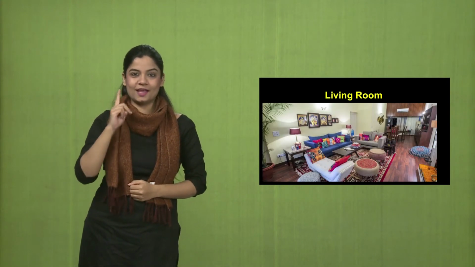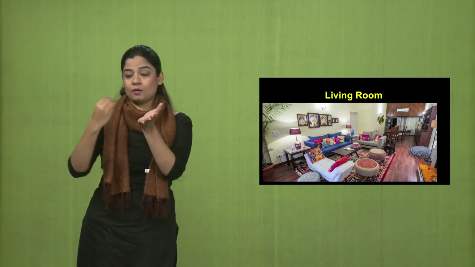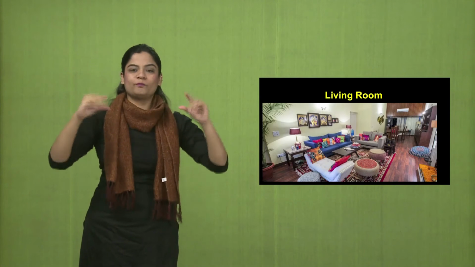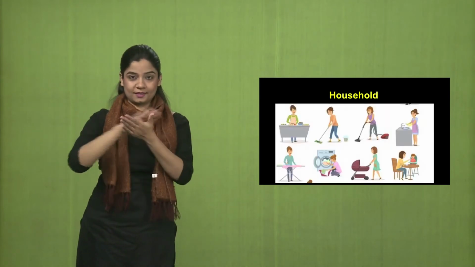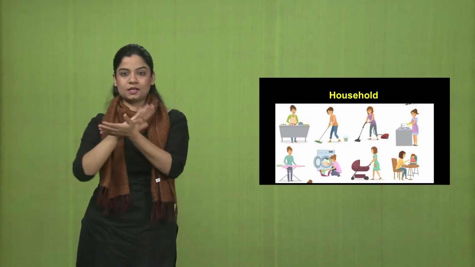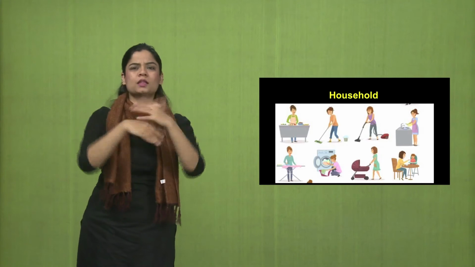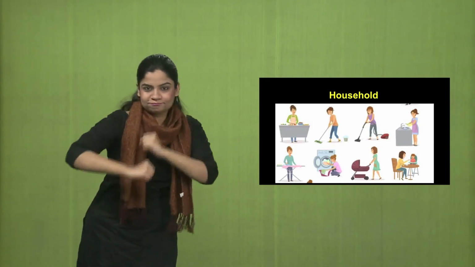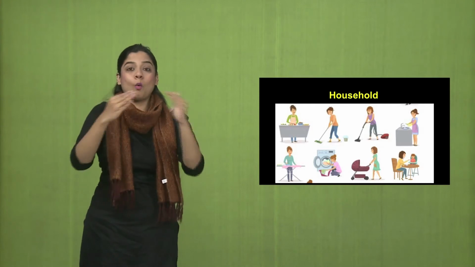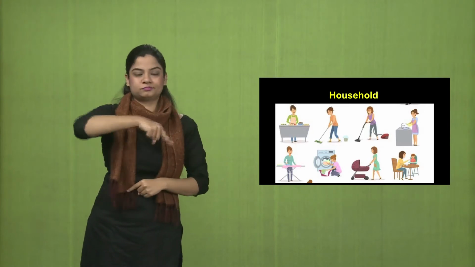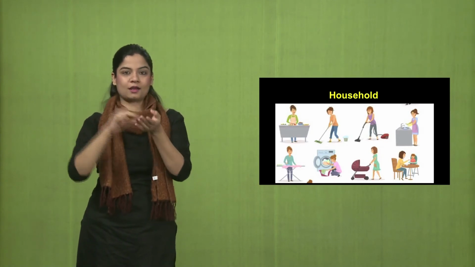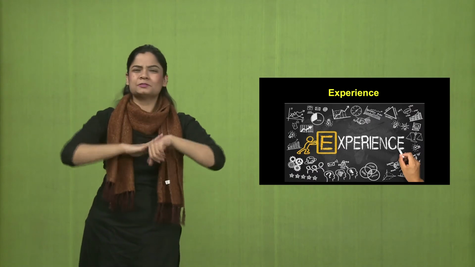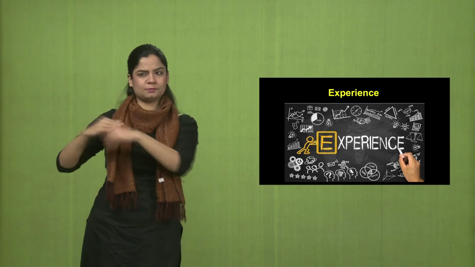Living room. As you can see in the picture, living room is typically a space where family, guests, etc. sit and relax, have discussions, typically called drawing room as well. Household, something related to house, for example, washing, mopping the floor, washing machines, different things that are done inside the house and also the things that are there. So household things. Experience, it means having some kind of a practical knowledge. Maybe it could be stitching, you have experienced stitching, you have practiced it, so you already know how to do it.